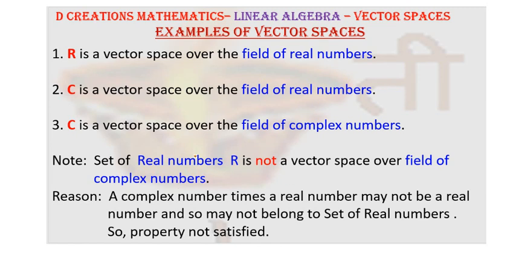And the reason is simple. Imagine if you multiply a vector, now in this case the vector belongs to the set of real numbers, with a complex number, the answer may be a complex number. And in that case, it will not belong to the set of real numbers. So this particular case is not a vector space.